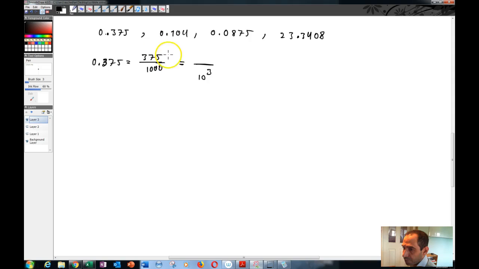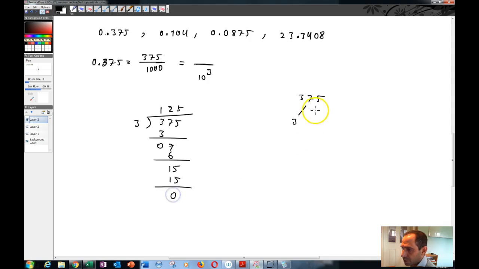So for example, if you prime factorize this number, 375, it's divisible by 3, since 3 plus 7 plus 5 is equal to 15. Now 375, if you divide it by 3, what do you get? 3 times 1 is 3, 3 times 2 is 6, 3 times 5 is 15. So it's 3 times 125.